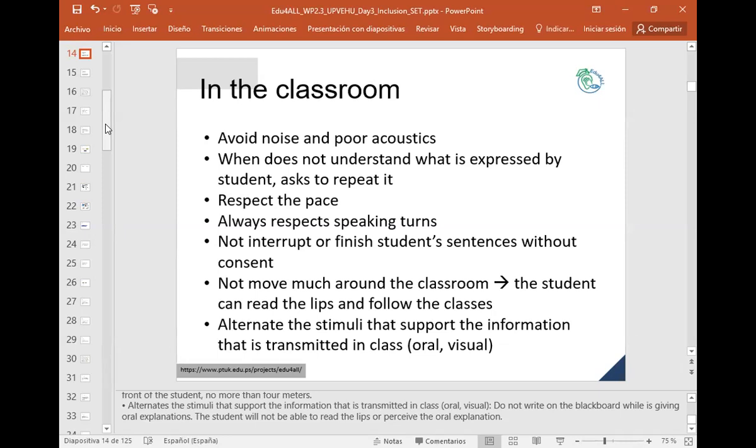Does not move much around the classroom so that the student can read his/her lips and follow the classes. As far as possible, stands in front of the student, no more than 4 meters away. Alternates the stimuli that support the information transmitted in class, oral and visual. Do not write on the blackboard while giving oral explanations. The student will not be able to read the lips or perceive the oral explanation.